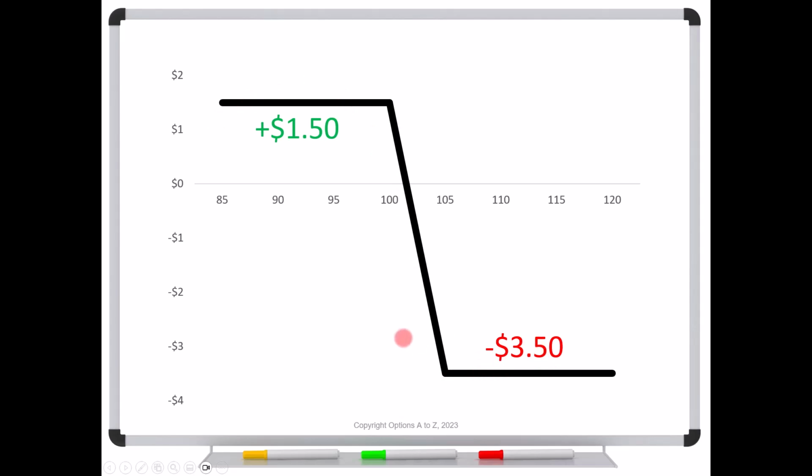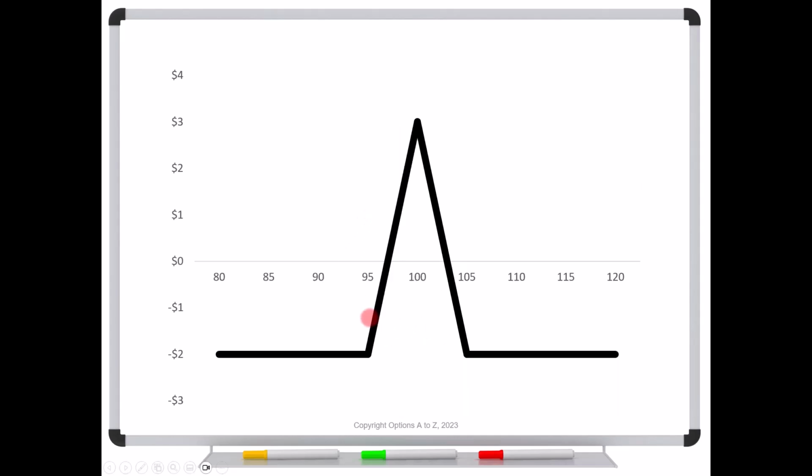Okay, so let's combine these two vertical spreads. Let's put the long 95, 100 and the short 100, 105 together, and we get this. This is our butterfly spread, and the net would now be 2. We have spent $3.50, but we've collected $1.50 from that short spread. That's our net debit of 2.